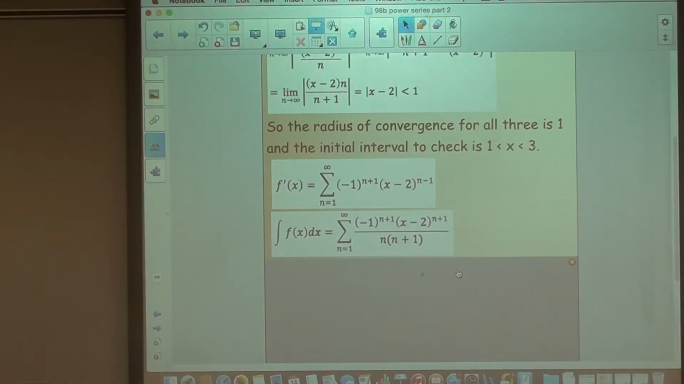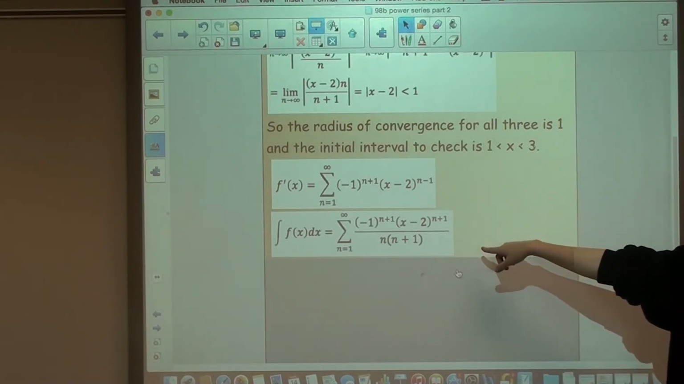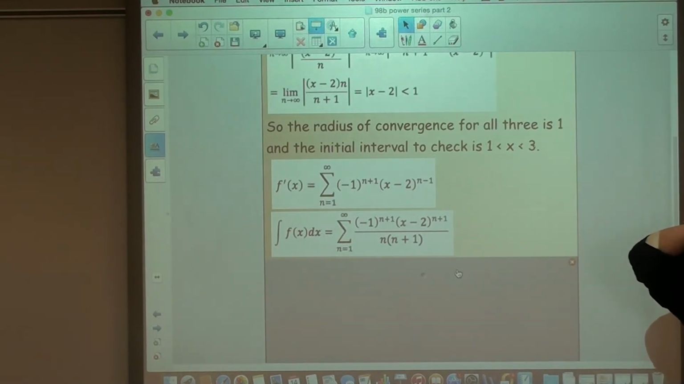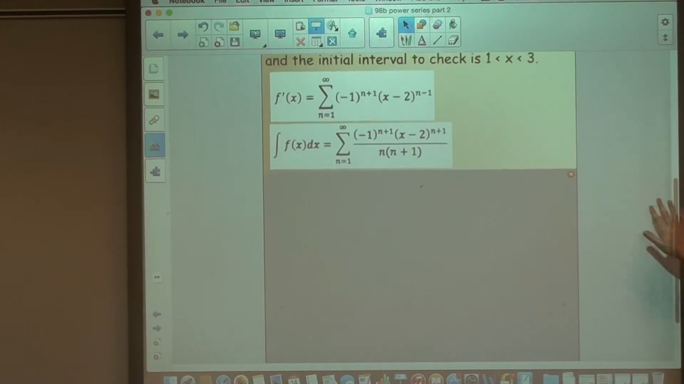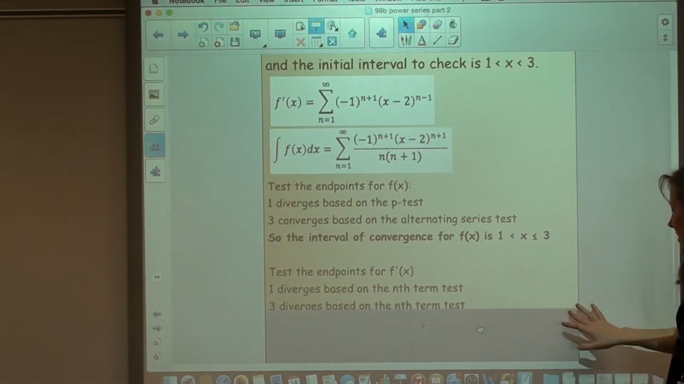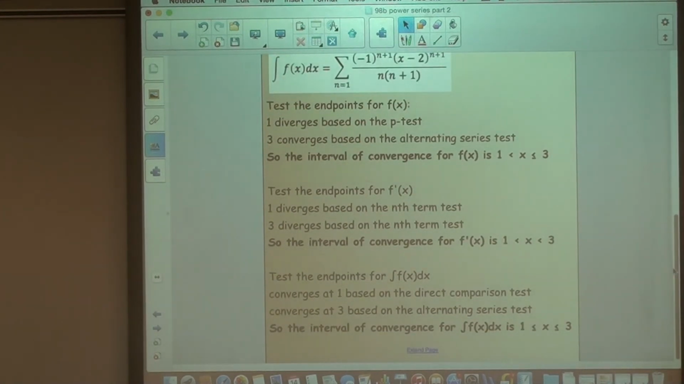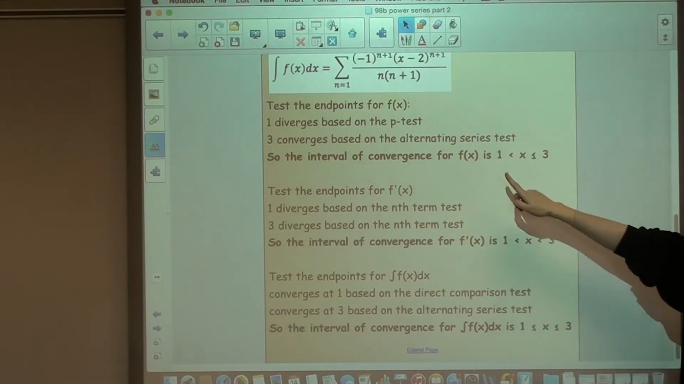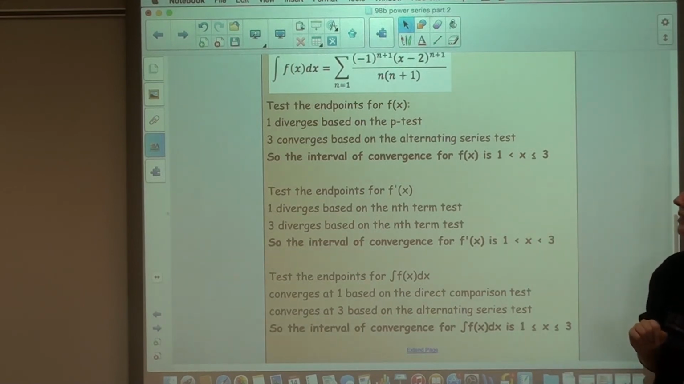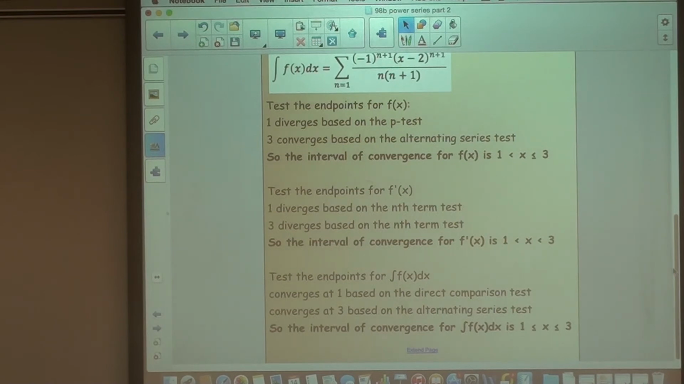I haven't tested any endpoints yet. So I don't have any final answers except for the radius, which is definitely one. Talk to me about questions. Do you have any questions on either of these? How did you do with your derivative and your answer? Yeah, this one's good. Okay, so those are my answers. The one that we had the biggest disagreement on this morning was the very first problem. But we agreed on everything else.